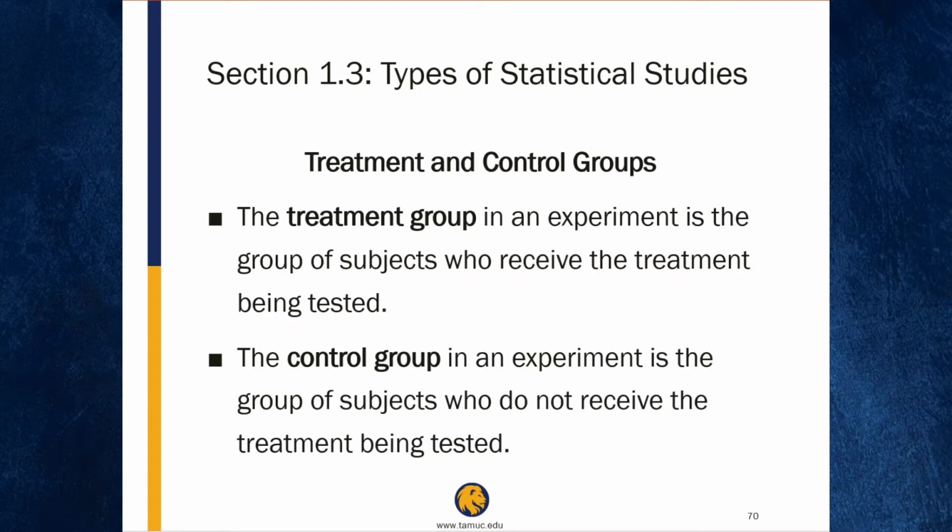So the treatment group in an experiment is the group of subjects who receive the treatment being tested. And the control group in an experiment is the group of subjects who do not receive the treatment being tested. So this gives us a way of comparing: does a particular treatment, like say vitamin C, make a difference? Well, now we can compare it with the control group who did not get it, and we can see did it actually make a difference or not.